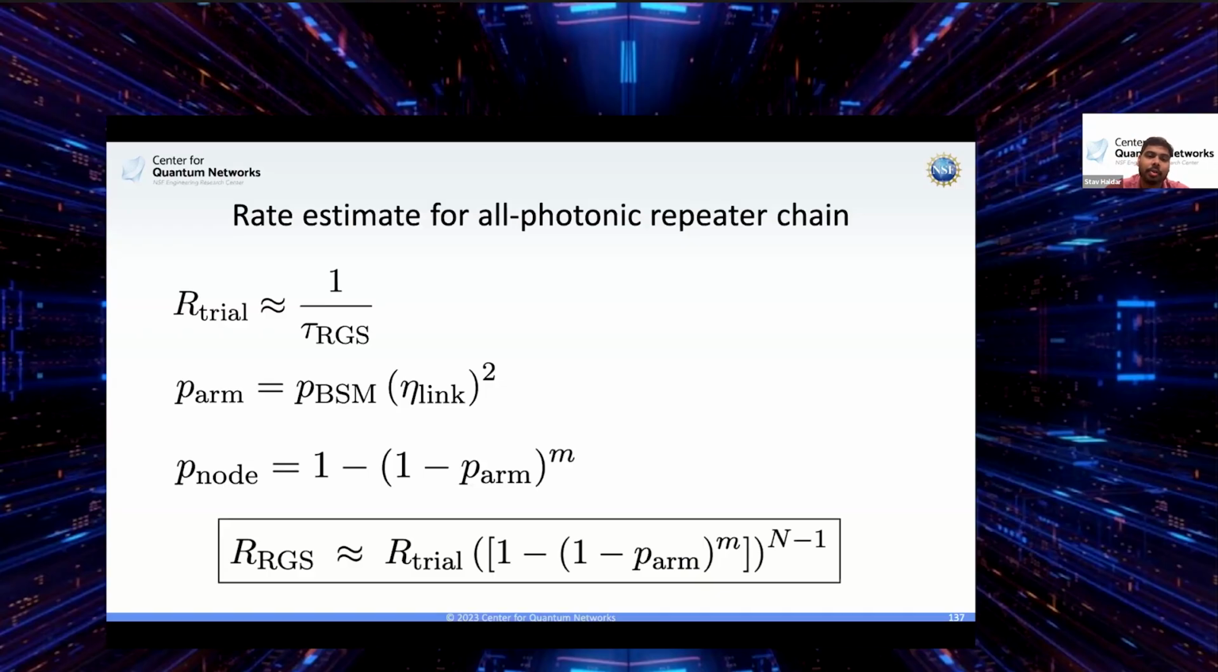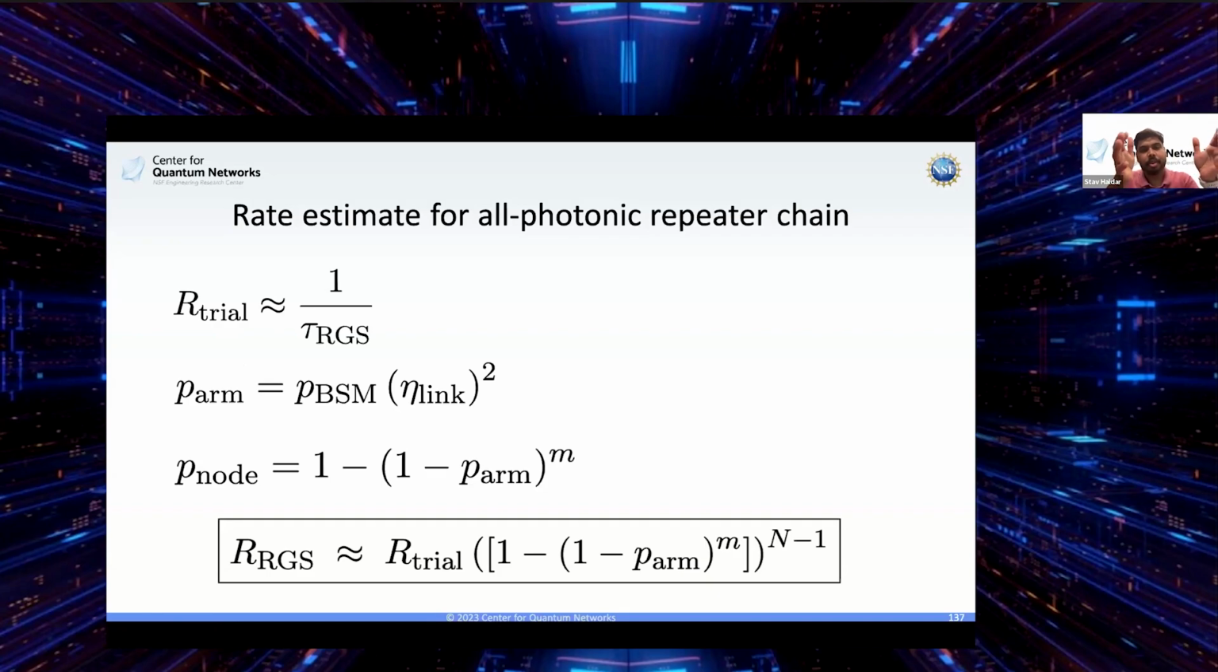There's a trial rate at which you can generate these graph states. And that rate becomes your rate determining step for the protocol, right? So this will give you the time step of your protocol, right? That's the minimum time needed to repeat the protocol. Then once you have generated the graph state, half of it has to be distributed to the left, half of it has to be distributed to the right, right?